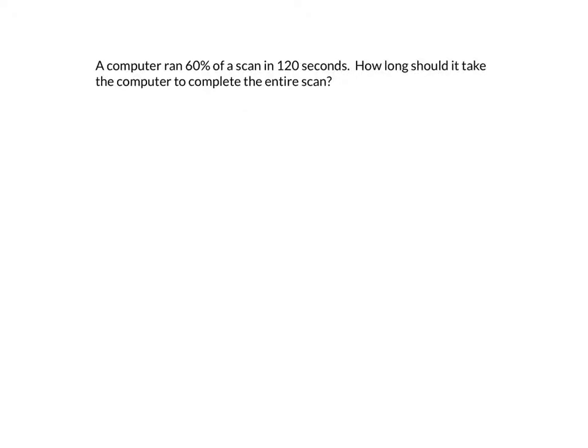Here's the third example. A computer ran 60% of a scan in 120 seconds. How long should it take the computer to complete the entire scan? Take a moment, maybe turn this off, see if you can figure out how you could put that into an is-of statement, and then turn it back on again. This is telling you that the computer ran 60% of a scan in 120 seconds. So what it's saying is 120 is 60% of something. And you don't know what that something is. So I'm going to put of what. So what it's really saying is 120 is 60% of what?